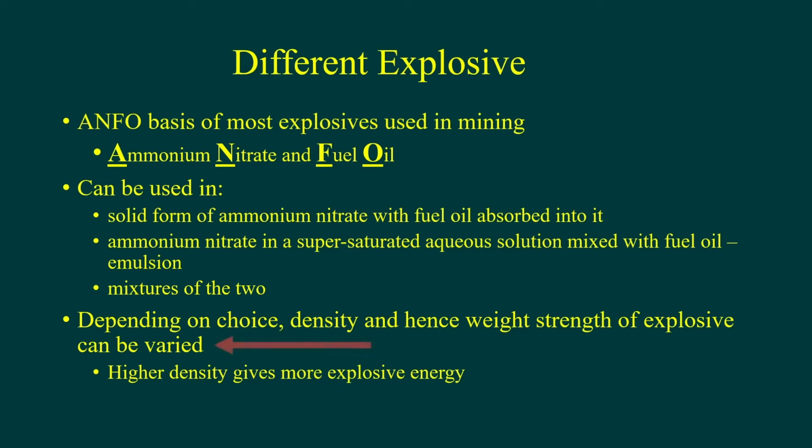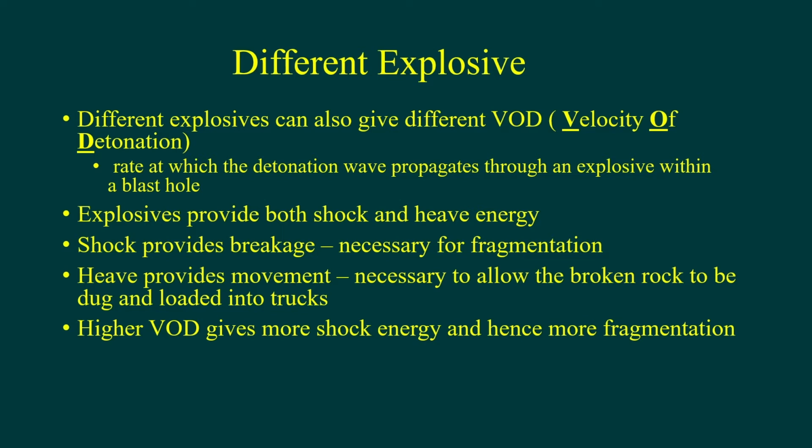And depending on our choice of whether it's an emulsion or we're using it in solid form or mixtures, we can get different densities, and with different densities we can get different weight strength of explosive. And higher densities, for example, typically give us more explosive energy. Now, the other thing that some different explosives can give us is a different VOD, which stands for velocity of detonation. And that is the rate at which that detonation wave propagates through an explosion within that blast hole.